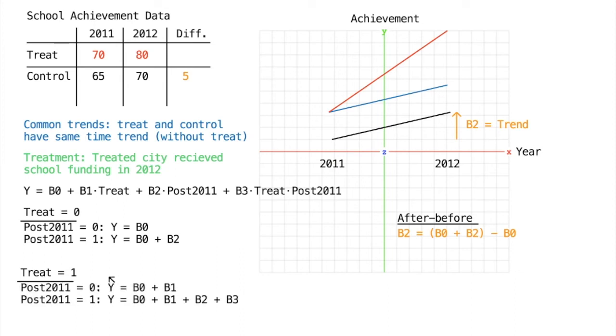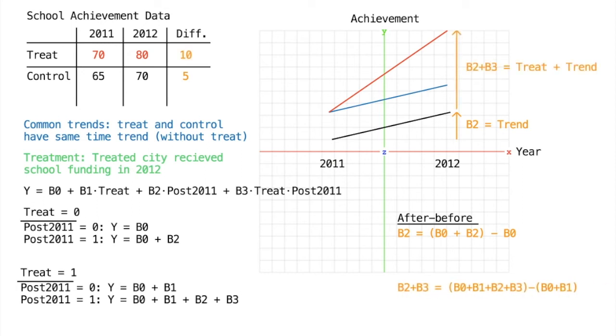In 2011, we have post-2011 equals 0. So when we plug in treat equals 0 and post-2011 equals 0, the model implied school achievement will be beta 0 plus beta 1. Now when we plug in treat equals 1 and post-2011 equals 1, none of the terms in the regression are 0, so we get the average school achievement in the treated city in 2012 is beta 0 plus beta 1 plus beta 2, and finally the interaction term beta 3.